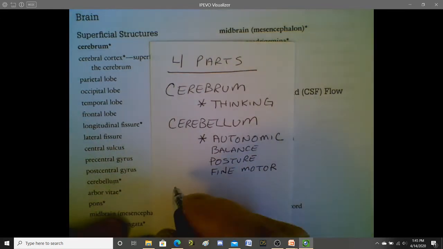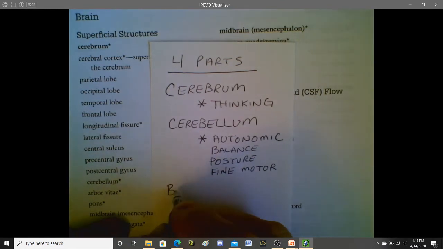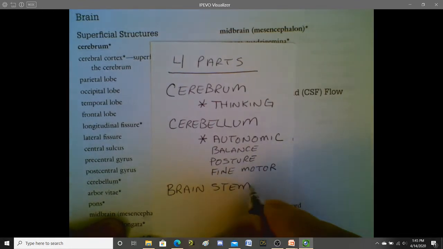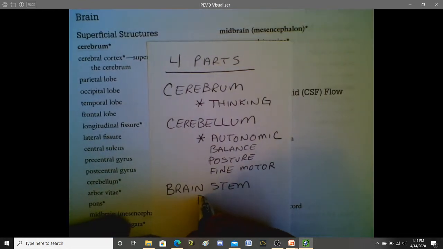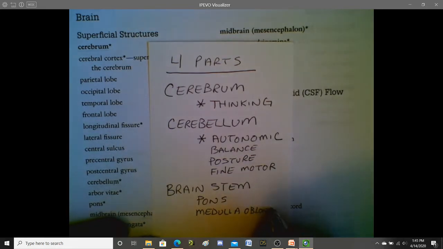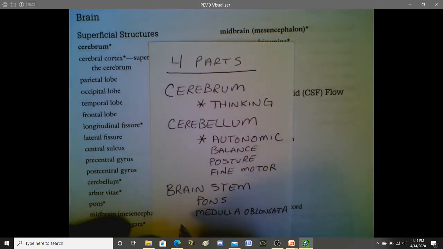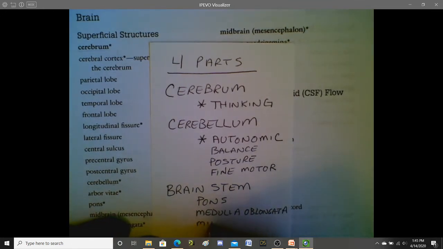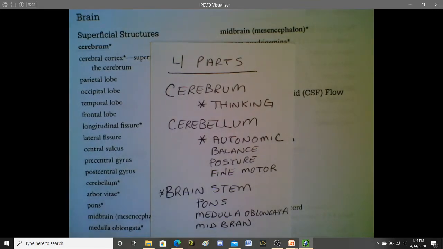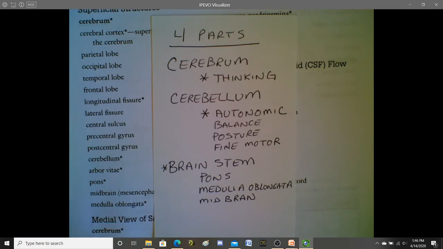The next part of the brain, and this is actually not written directly on our list, but the parts are, and that is the brainstem. So the brainstem is made up of the pons, the medulla oblongata, and a part of the brain called the midbrain. These are on your list. The word brainstem is not on the list, but it is a major part of the brain.